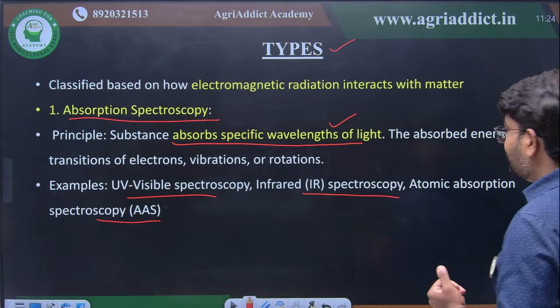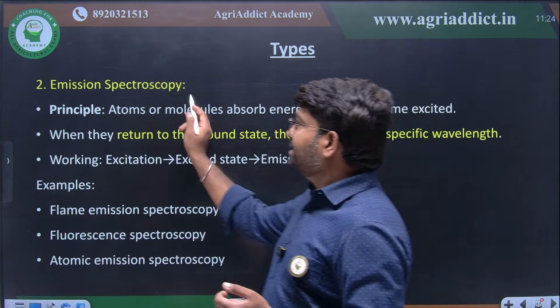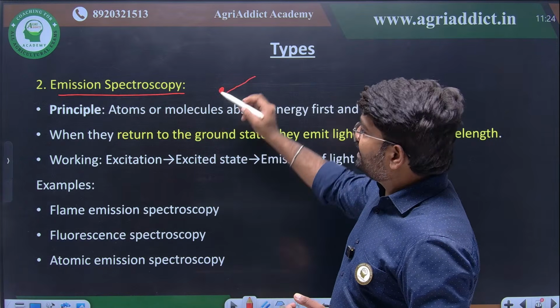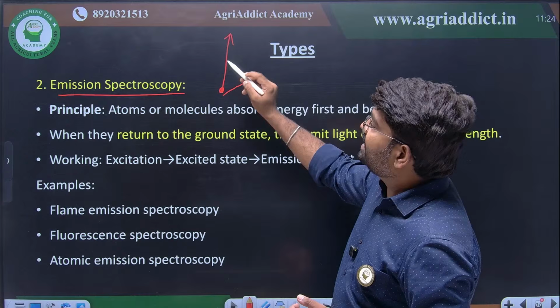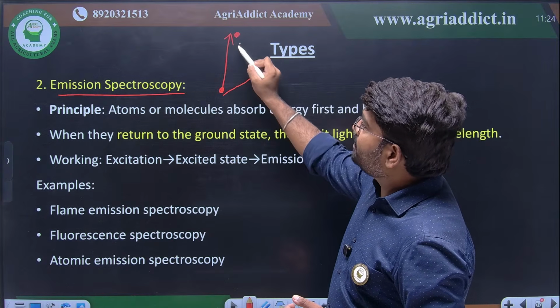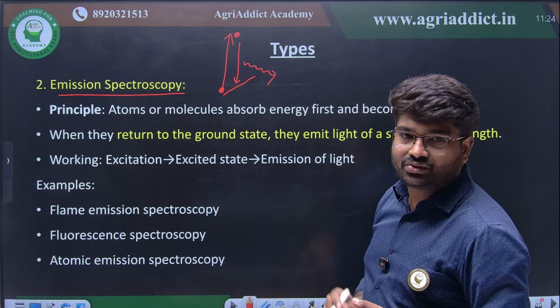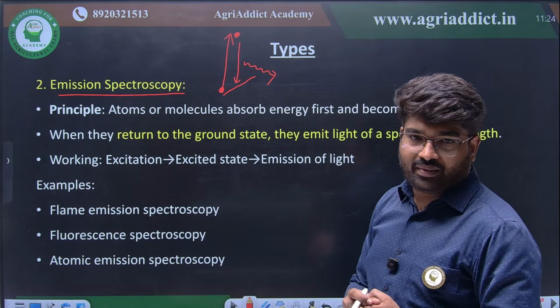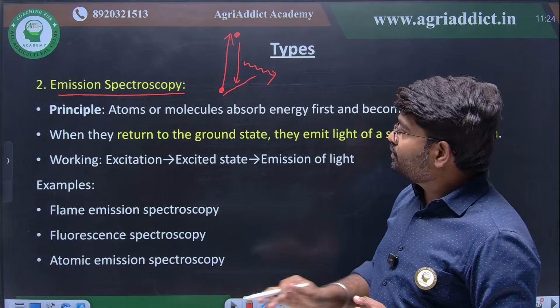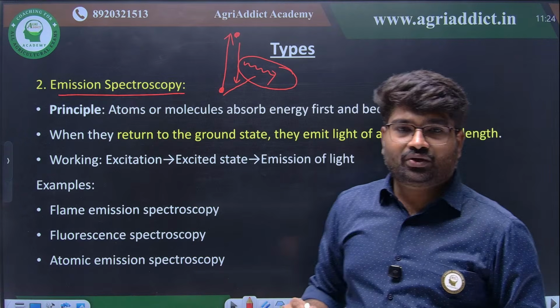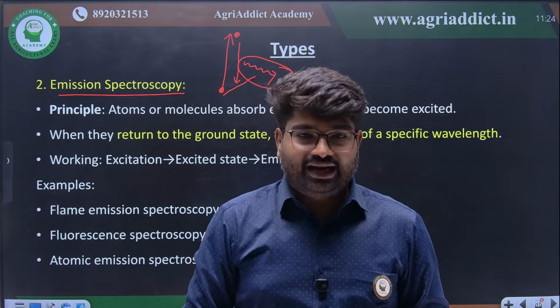Next, emission spectroscopy. If light is passed on a molecule, the molecule will go to an excited state. From the excited state coming to the ground state, it will emit a photon of light. This is known as the emission phenomenon, correct? The amount of light emitted will be directly proportional to the concentration of the analyte in the molecule.